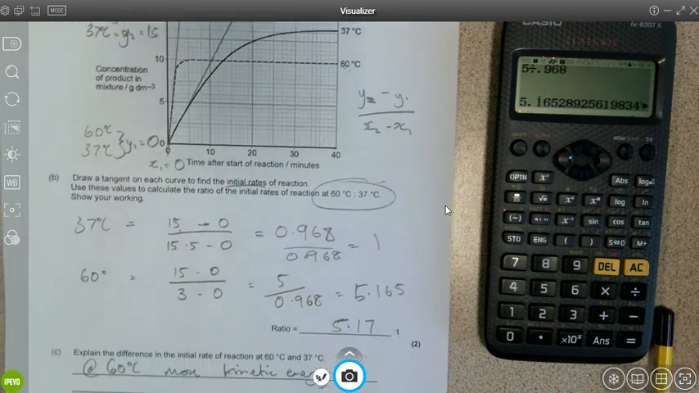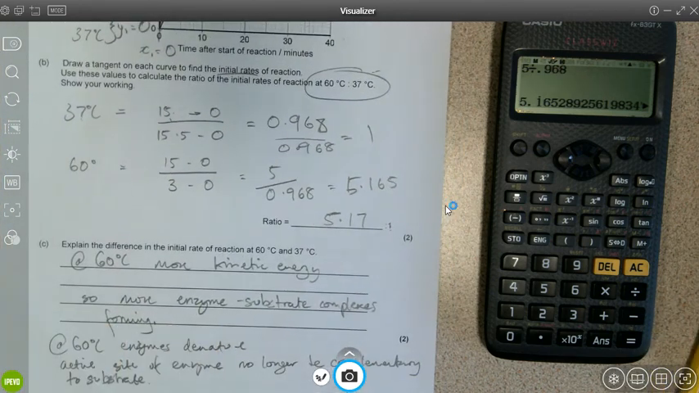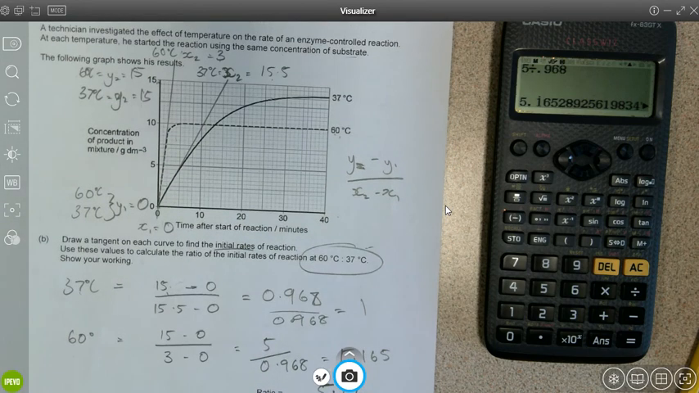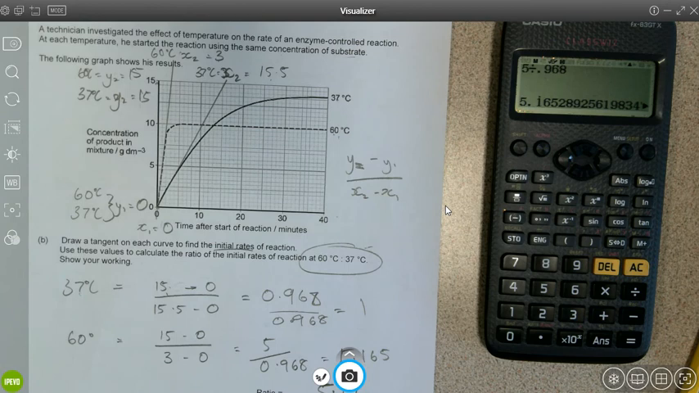Right, hopefully those two videos will be useful in helping you calculate the rates of reaction using a tangent. Thanks very much.